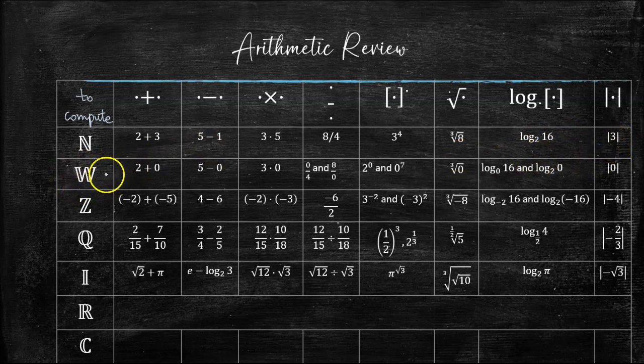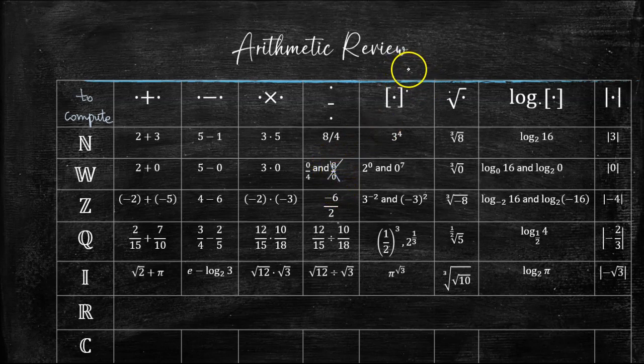When we're talking about whole numbers, the difference between natural numbers and whole numbers is in the presence of 0. So the only thing you have to address here is: do I know how to add 0? Do I know how to subtract 0? Do I know how to multiply by 0? Do I know how to divide 0 by something and something by 0? You should know that division by 0 is not allowed, so this expression makes no sense.